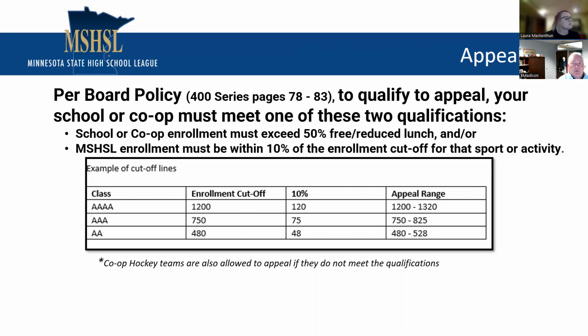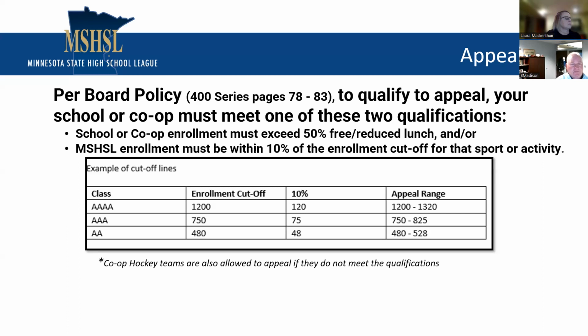Again, if you're in a co-op, one of those schools must exceed that 50%, or your team must be within that 10%, right? So take a look at those enrollments in that table. If you have questions on that, know what range you're in. And if you're in that 10% of that cutoff, you're able to appeal. Again, we'll get into appeals, whether or not you would like to appeal. That would be up to you, but we'll look at criteria here in a bit.